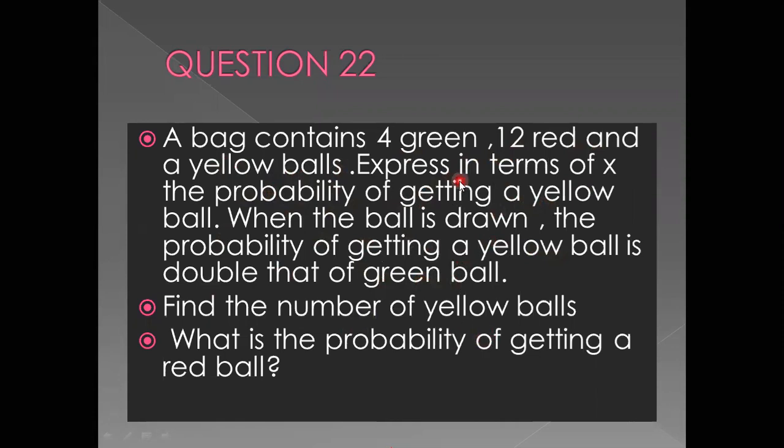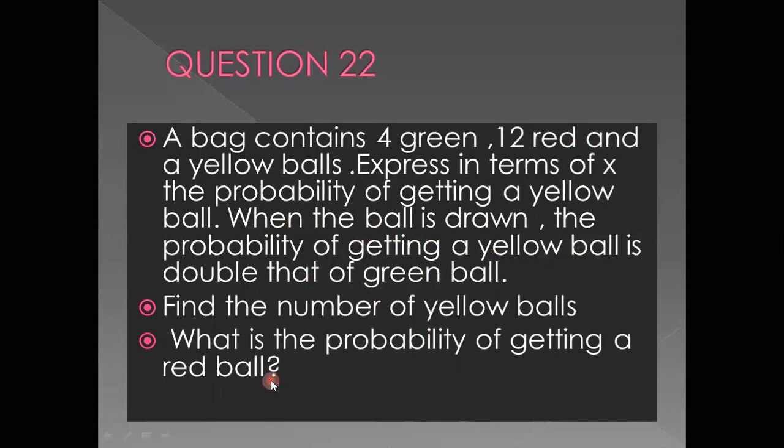So we have to understand that the number of green balls is 4, the number of red balls is 12, and yellow balls we have to assume as x. And then they have given us a relation that the probability of getting a yellow ball is double that of the green ball. Then we have to find the number of yellow balls and the probability of getting a red ball. So let's see how to go about this sum.